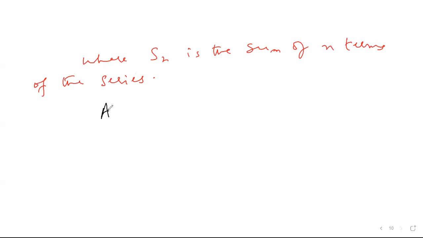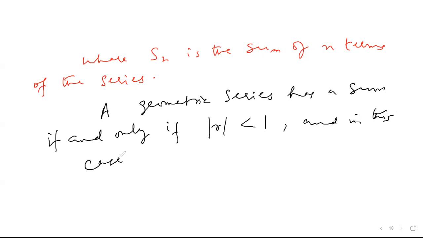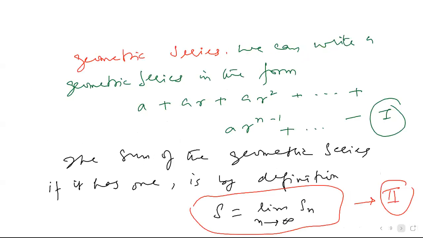Now, one more important point here is a geometric series has a sum if and only if mod r is less than 1, and in this case the sum is a over 1 minus r, a over 1 minus r. Let me name it third.